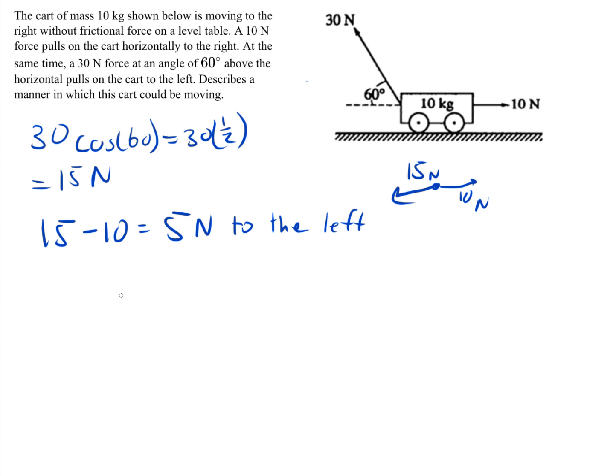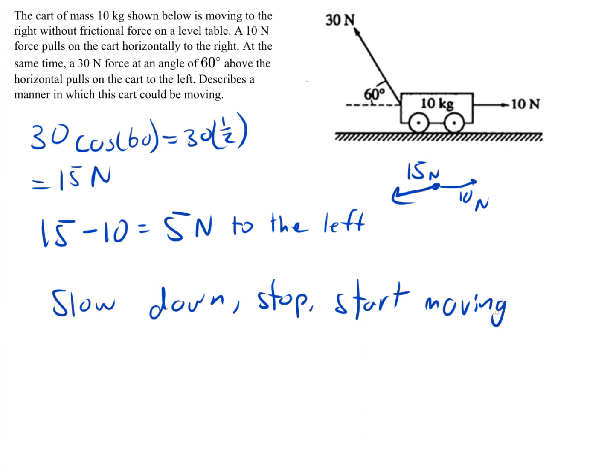Now this will cause an acceleration in the cart to the left. But since it's initially moving to the right, it's just going to slow it down. So the cart is going to slow down, since the acceleration is going the opposite way as the velocity. It's going to stop, and then it's going to start moving to the left. And that is a description of this cart's motion.